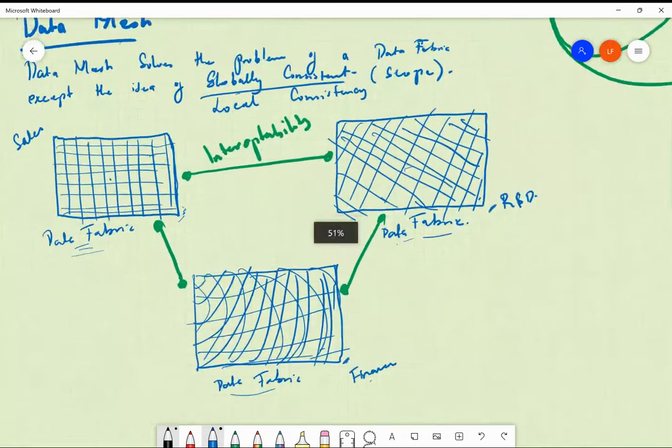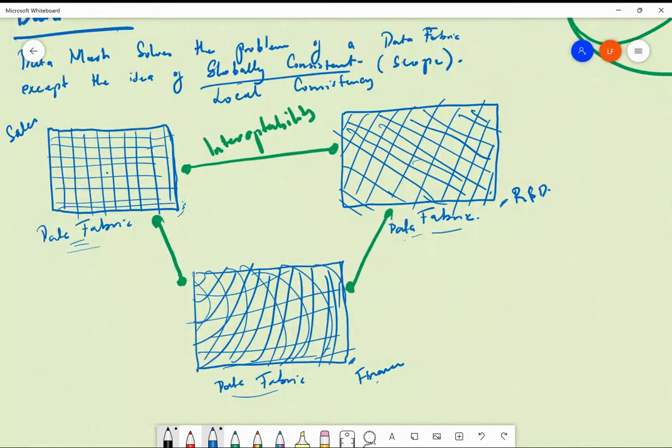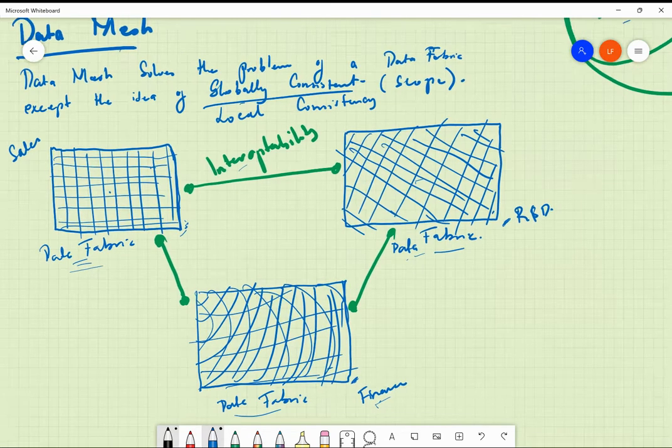If we have fabrics that are all locally consistent, but they can't talk to each other, what we just have is silos and things that just exist. But organizations are cohesive entities. Sales and marketing have to talk. Finance and R&D have to talk. Public relations and transportation, they all have to talk. So interoperability now becomes key to allow for these different data fabrics to talk to each other. And that's one key concept of a data mesh.